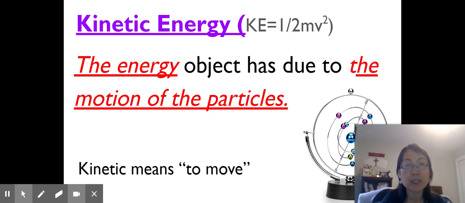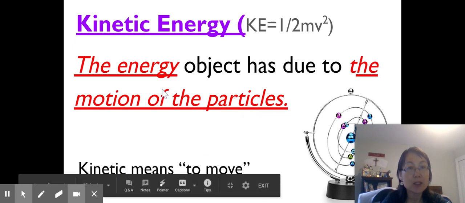Here's a term for you, it's called kinetic energy. Kinetic energy is the energy any object has due to the motion of the particles, the atoms or the molecules. Kinetic means to move.